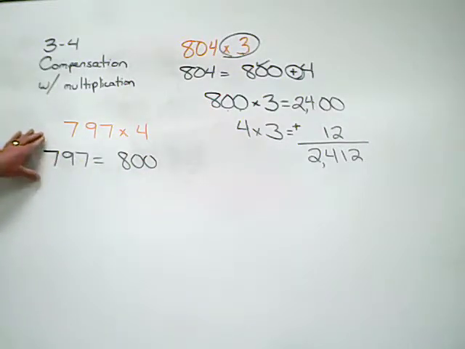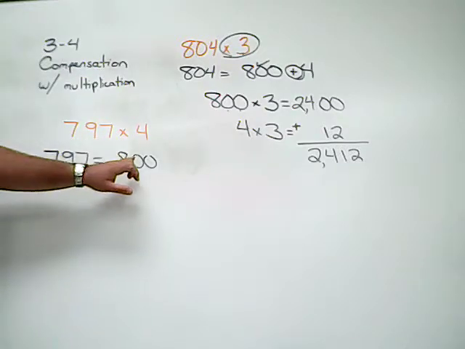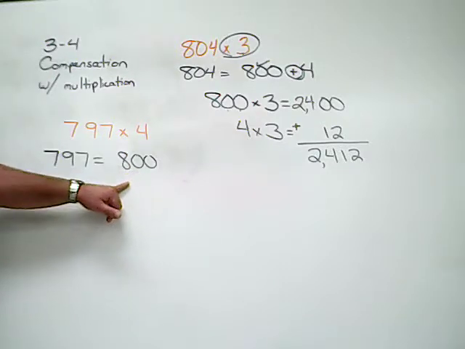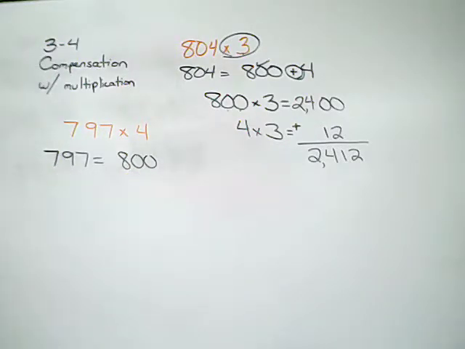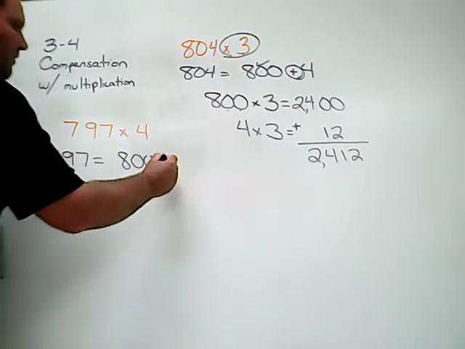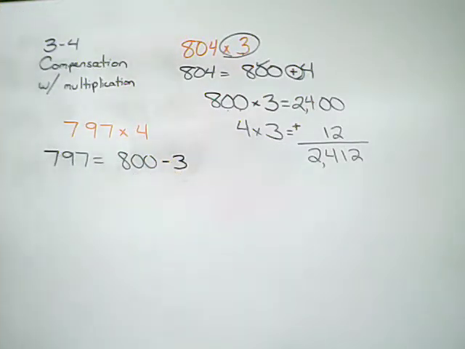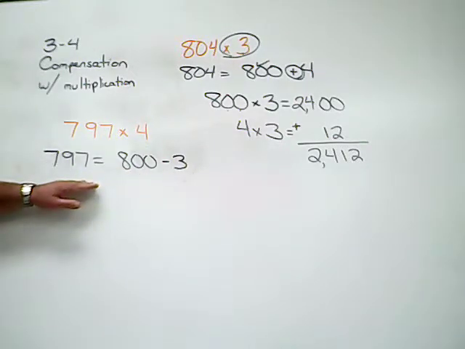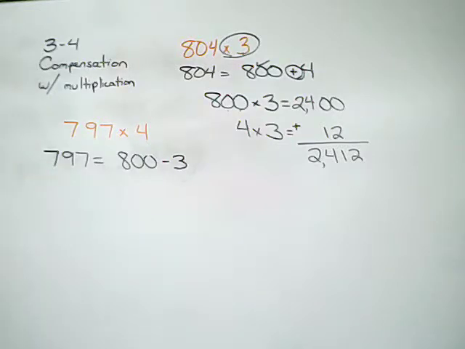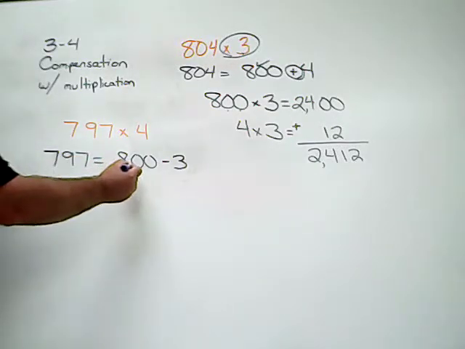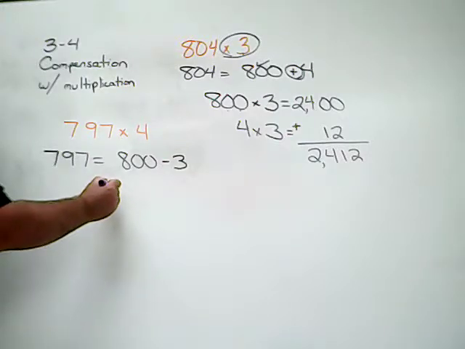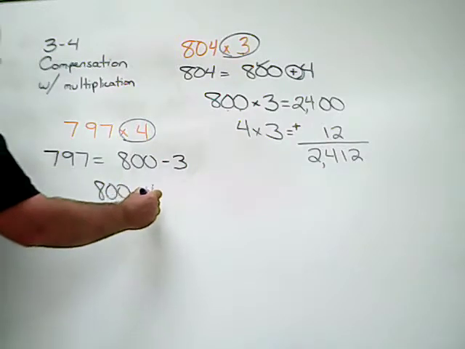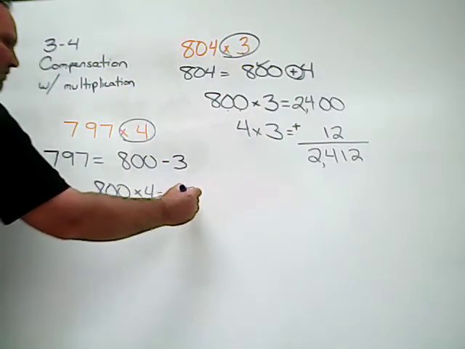I can't do anything to the 797, so I'm going to do it to the side that I rounded on. I need to bring this side down a little bit to equal 797. So 800 minus 3 equals 797. Now the two sides of my equation are equal. What I'm going to do is do my 800 times 4, and again, that comes from being up top, which equals 3,200.